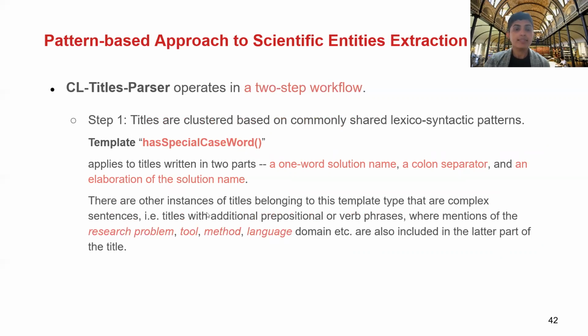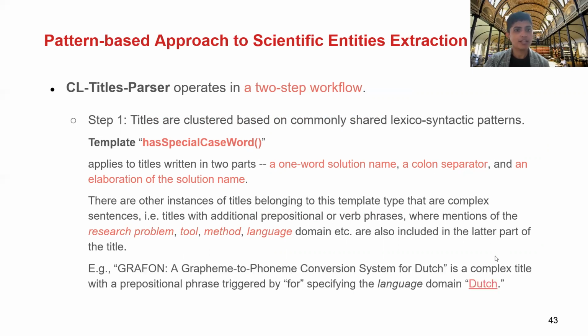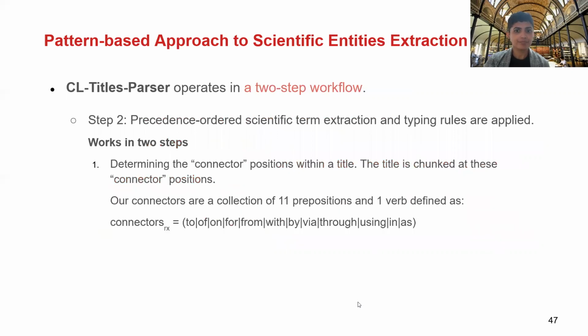There are, of course, other instances of titles belonging to this template type that are complex sentences, that is, titles with additional prepositional or verb phrases, where mentions of the research problem, tool, method, language, etc. are included in the latter part of the title. So here is an example. So we see this is a complex title with a prepositional phrase triggered by for, specifying the language domain Dutch.